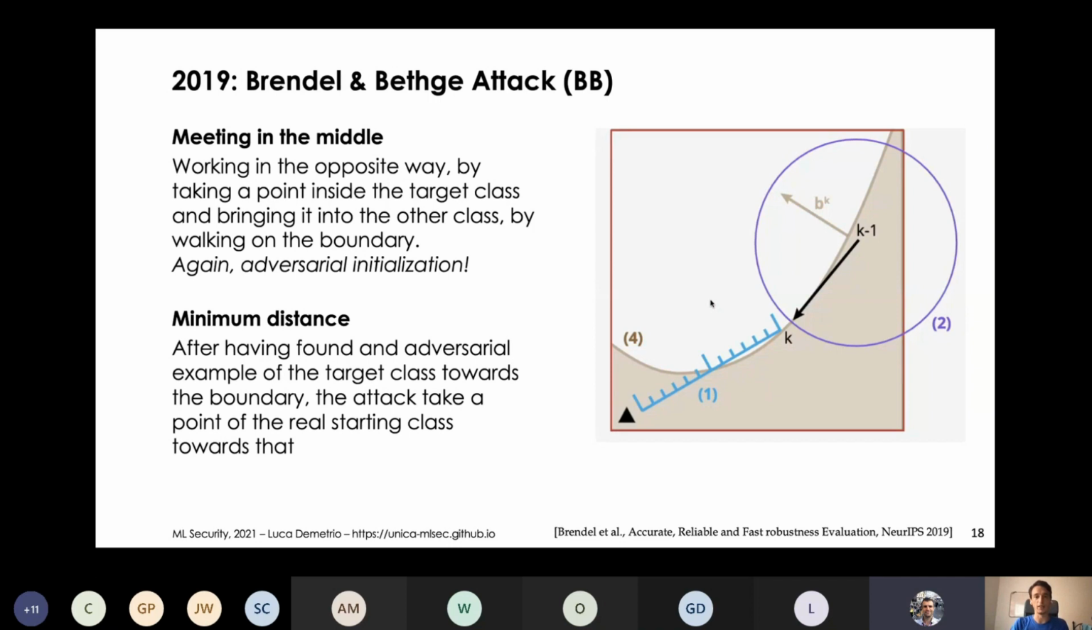So the field kept evolving, and in 2019 they used another old idea, again adversarial initialization, to try to find the point closest to the boundary. What they do is start from the class you want to reach, then go to the boundary, and again apply a minimum distance attack, the attack that applies the minimal perturbation to reach that boundary. So it is very, very similar to the attack that was proposed in 2017.